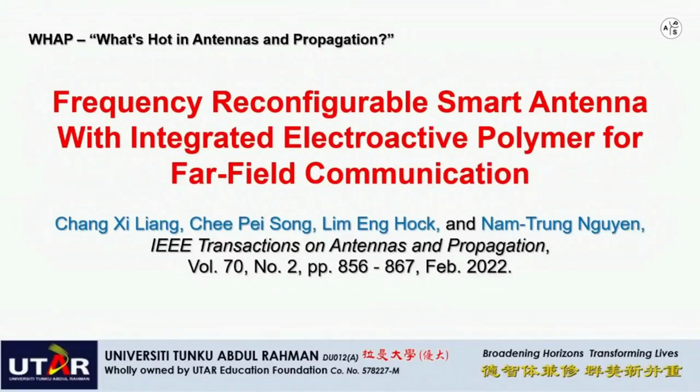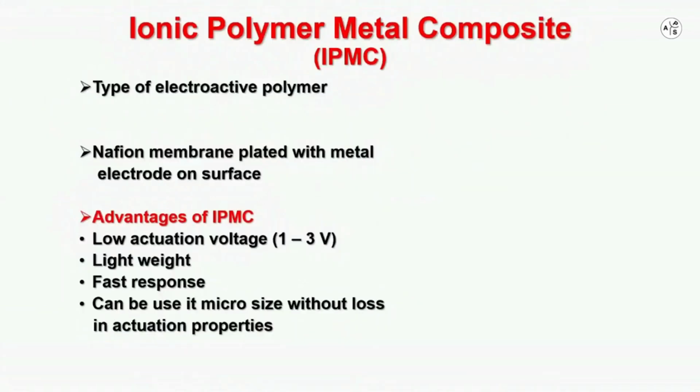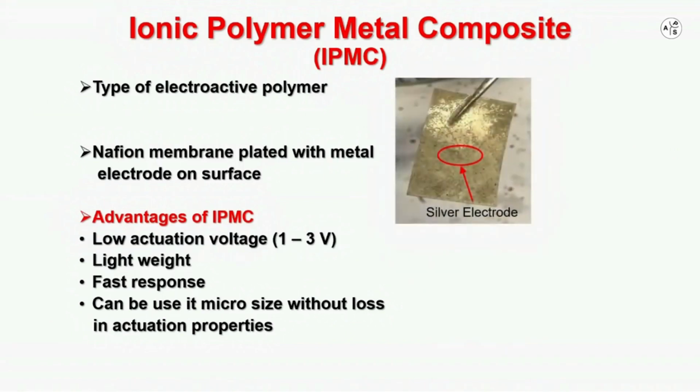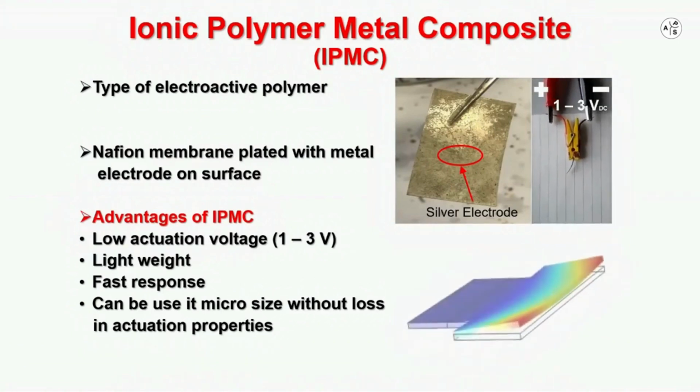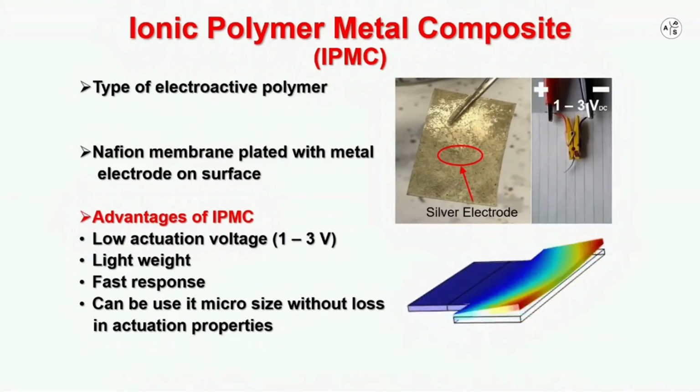Hi everyone, this video briefly introduces a frequency reconfigurable smart antenna with integrated electroactive polymer for far-field communication. Ionic polymer metal composite, also known as IPMC, is a type of electroactive polymer. IPMC is generally fabricated using Nafion membrane and plated with metal electrodes such as silver on its surface. There are several excellent features possessed by IPMC, including low actuation voltage, light weight, fast response, and most importantly, it can be cut into any size, even in micro size, without losing its actuation properties.